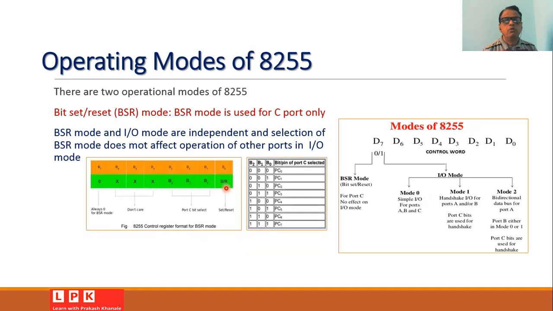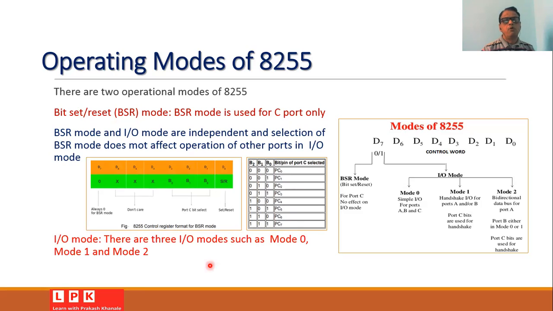So whenever you think of the bits B2, B1, and B0, they will be used for the selection of the pin of port C. If it is 000, then the PC0 pin will be selected. For 001, the PC1 pin will be selected. For 010, the PC2 pin will be selected. And in this way, 111 will select the pin PC7.